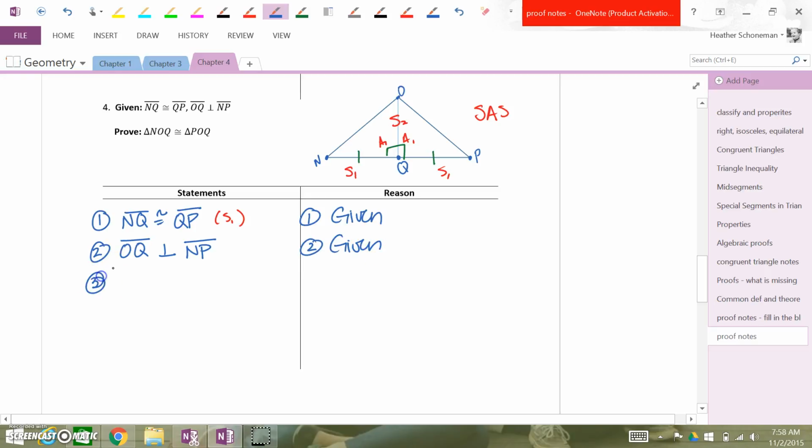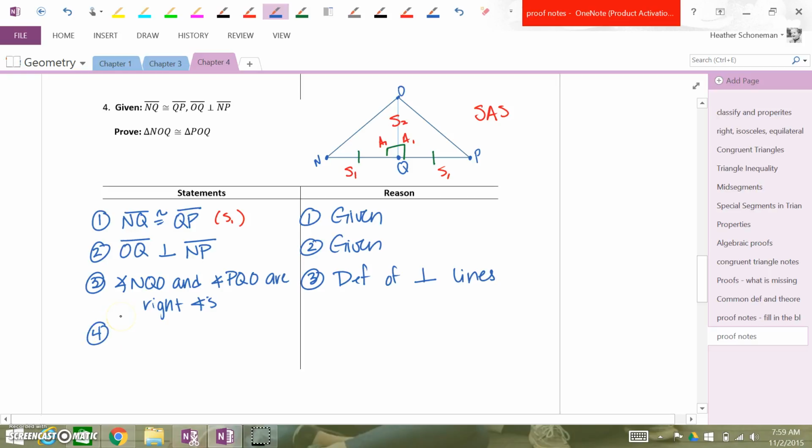Now the question is, what am I going to write next? Well, when I knew that those lines are perpendicular, I knew to write down right angles. So I'm going to write down angle NQO, and you can't use one letter because we won't know which one, angle PQO are right angles. Okay? And our reason, when we're just talking about perpendicular lines, it's going to be the definition of perpendicular lines. Remember to use your list of theorems and definitions.